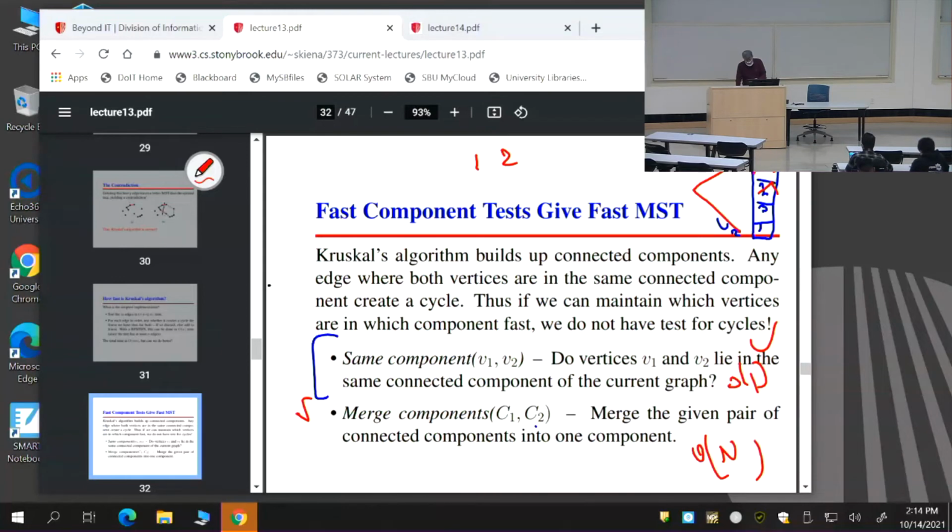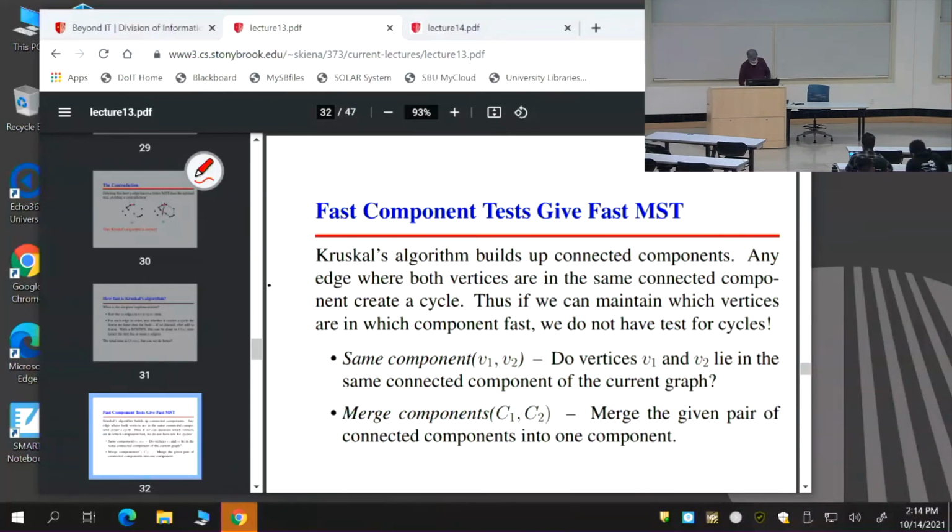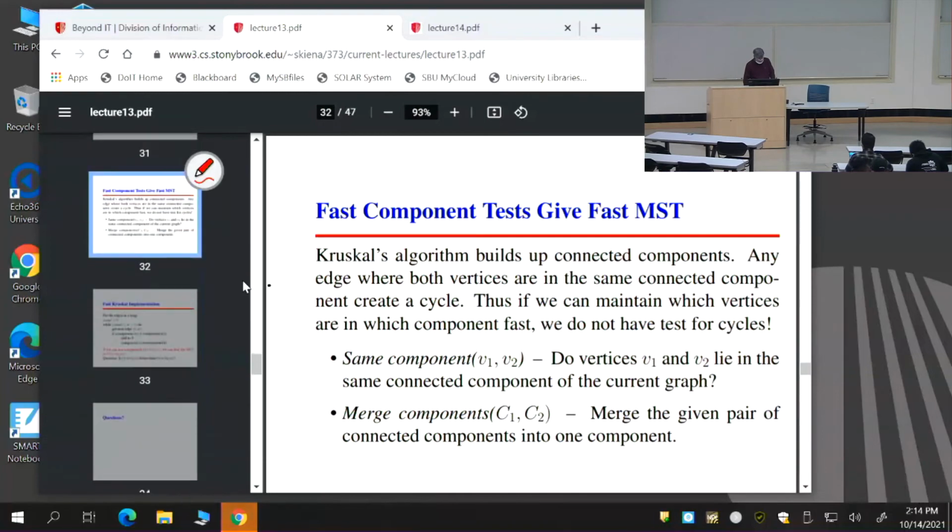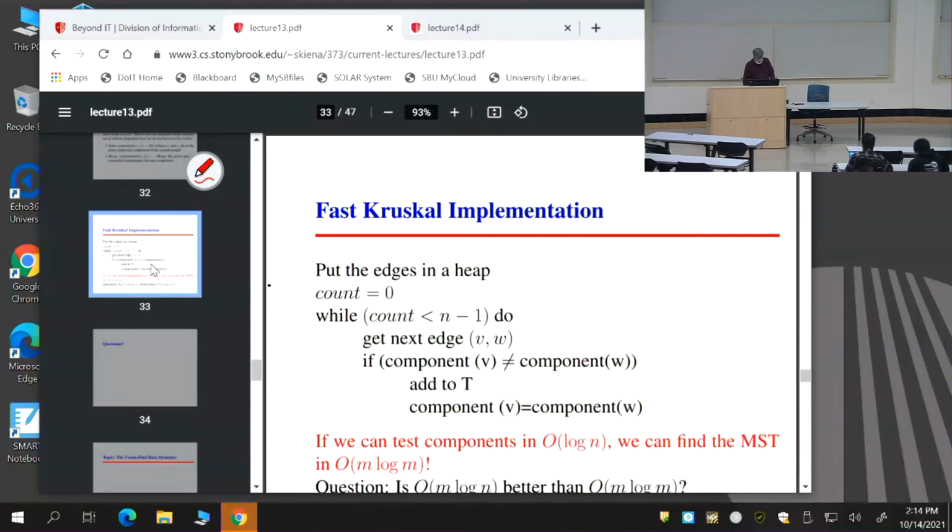The smarter idea is a data structure called union find that I want to go through fairly quickly. But it's a cool thing, and it's occasionally a very useful thing outside of minimum spanning trees.